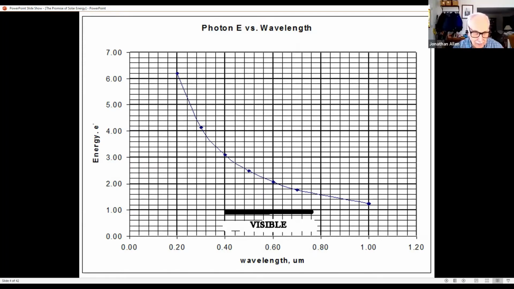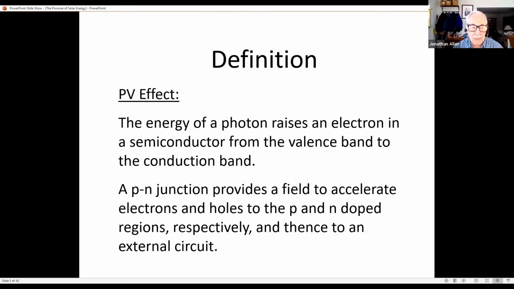Now let's examine how this works in a photovoltaic cell. Here's our definition of photovoltaics. In short, the energy of a photon raises an electron in a semiconductor from the valence band where it's bound up to the conduction band where it's free to move about. A p-n junction provides a field to accelerate electrons and holes, the p and n doped regions respectively, and thence to an external circuit.